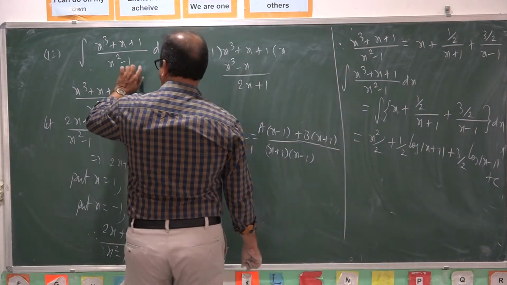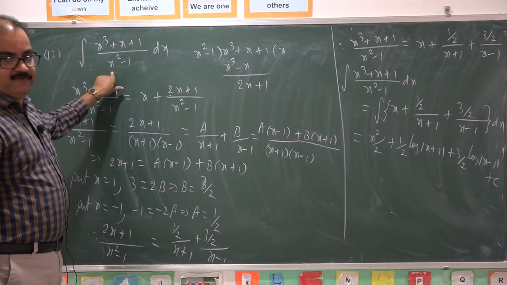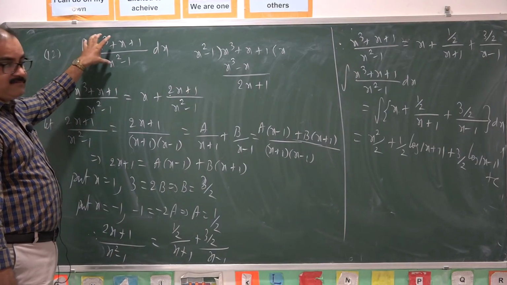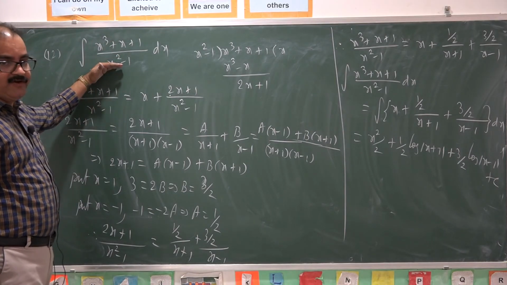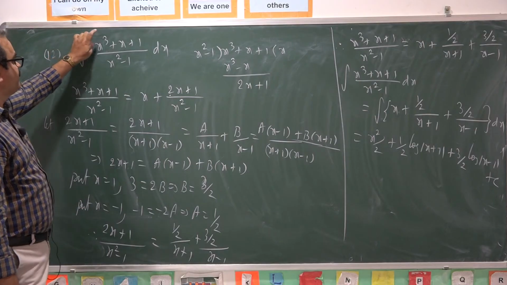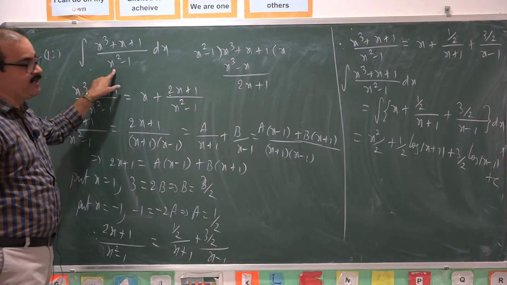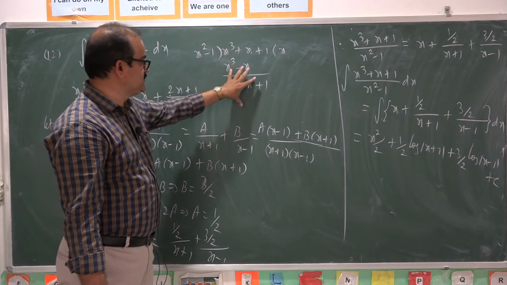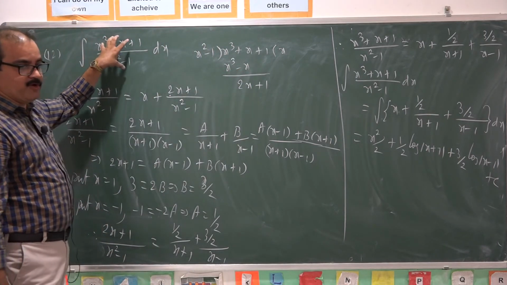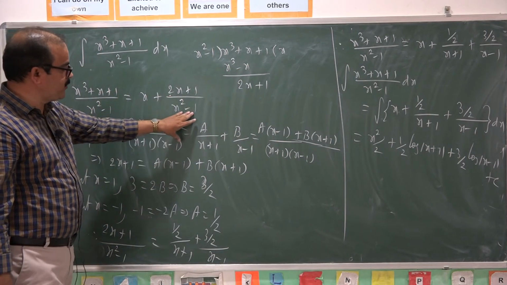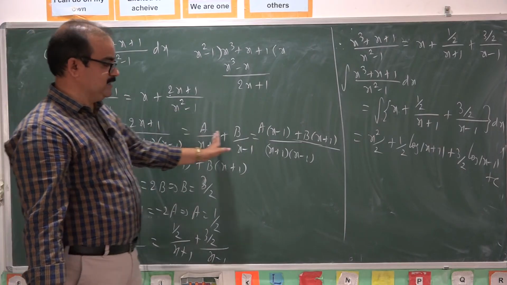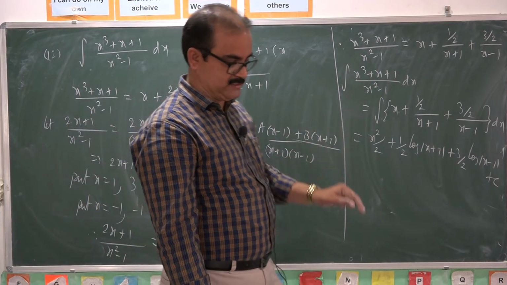In this way, before resolving into partial fractions, we check the degree of numerator and degree of denominator. If degree of numerator is greater than or equal to degree of denominator, by ordinary division convert that improper fraction into a proper fraction and then resolve into partial fractions.